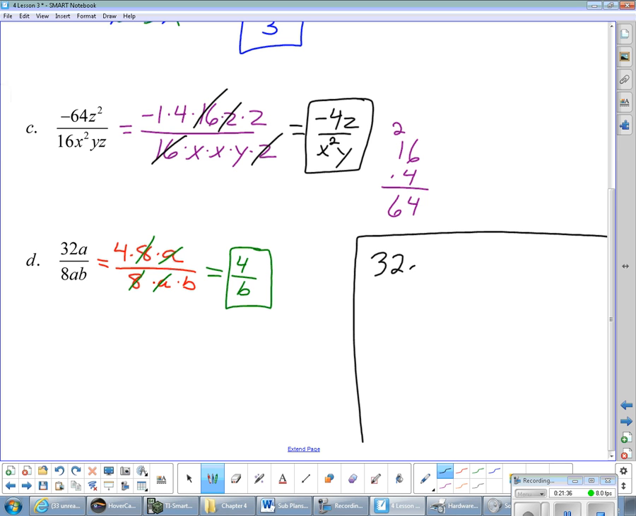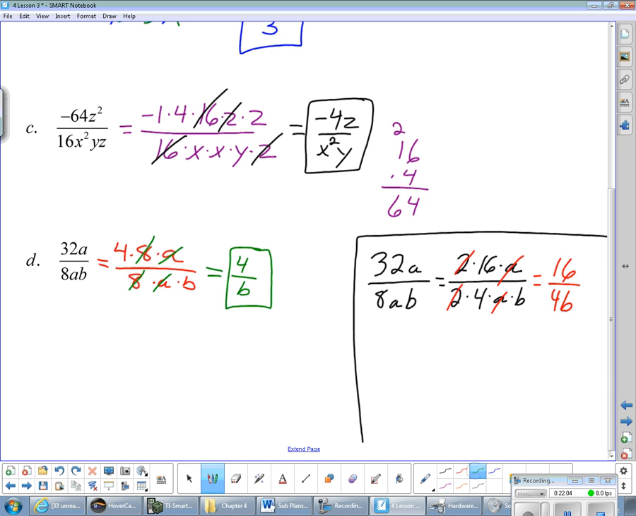Let's say you didn't know that 8 times 4 is 32. And so you're thinking, oh, well, I know 2 times 16 is 32. And then I still have times a. And then you have, well, 8 is 2 times 4. And then I have times a times b. Well, you'll be tempted to do this and cancel out the 2's, cancel out the a's, and then say, my answer is 16 over 4b. But this is not the most simplified answer, because 16 is also 4 times 4. And then you have in the denominator 4 times b. So now the 4's cancel. So you need to keep canceling until you have all the common factors canceled out.